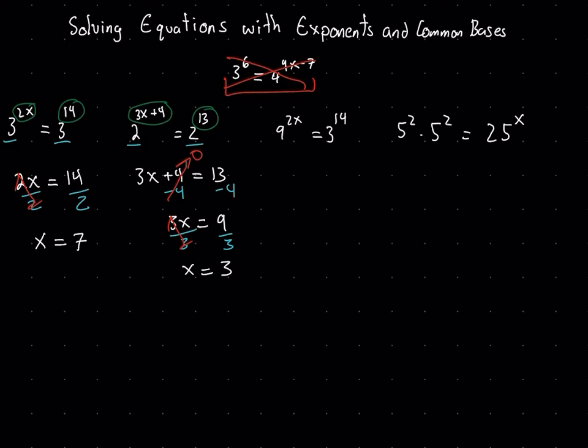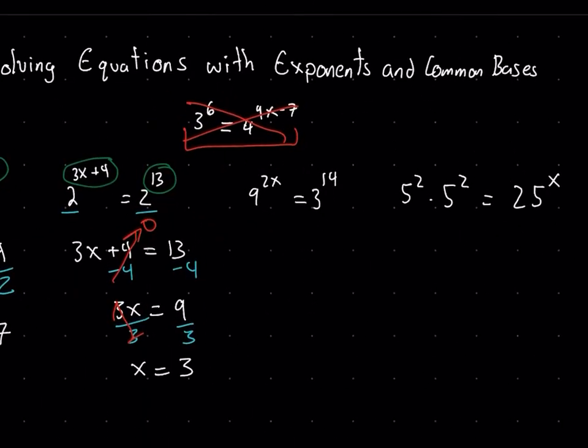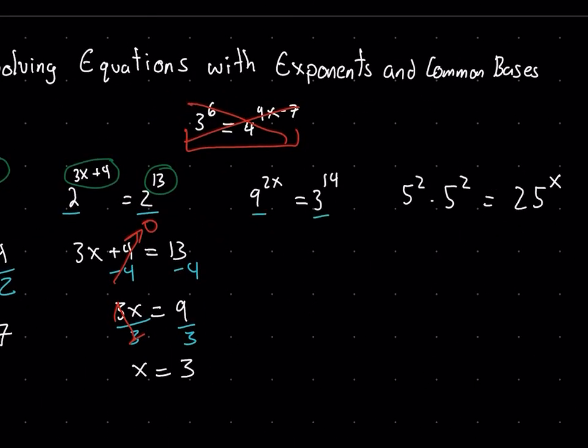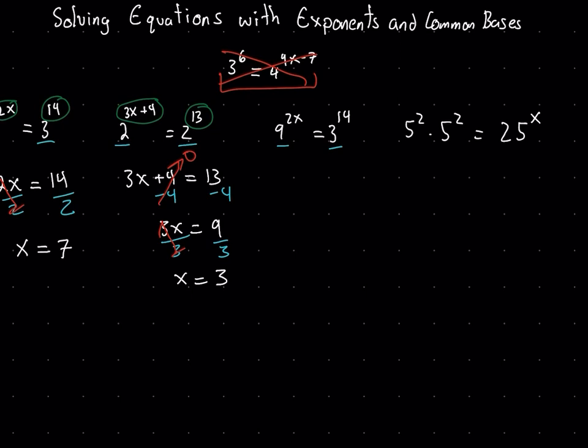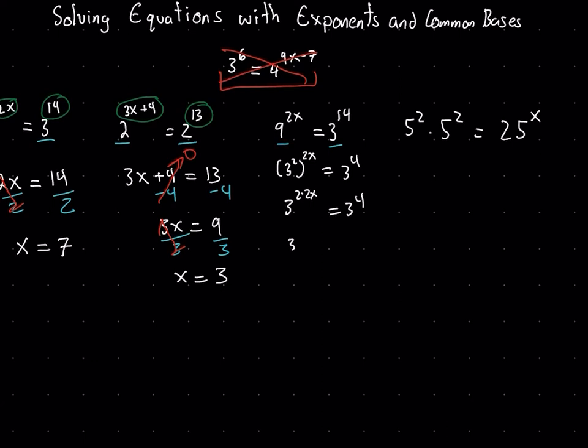All right, now these right away we can notice that they do not have the same bases. This is 9 and this is 3, but we know that we can reduce 9 into an expression that has 3 as the base, and that is by doing 3 squared. So now this gives us a stacked exponent equal to 3 to the power 14. And we know with stacked exponents, you multiply them. So this is going to become 3 to the power of 2 times 2x, which is going to be 3 to the power of 4x.